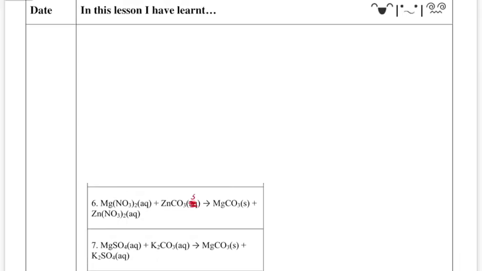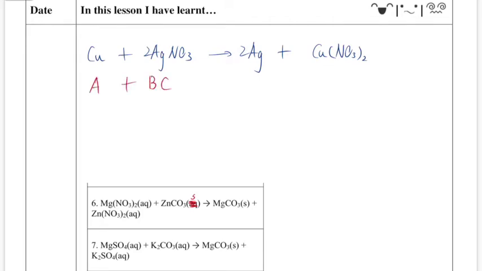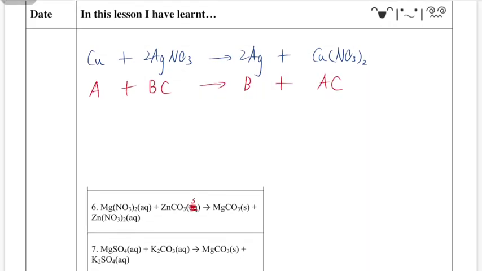Remember, in the previous unit we have learned a reaction. For example, we can put copper in silver nitrate solution, and this copper will displace the silver in the solution and form silver and copper(II) nitrate solution. So for this type of reaction, it has this pattern: A plus BC gives you B plus AC. For this type of reaction, we call it a displacement reaction.